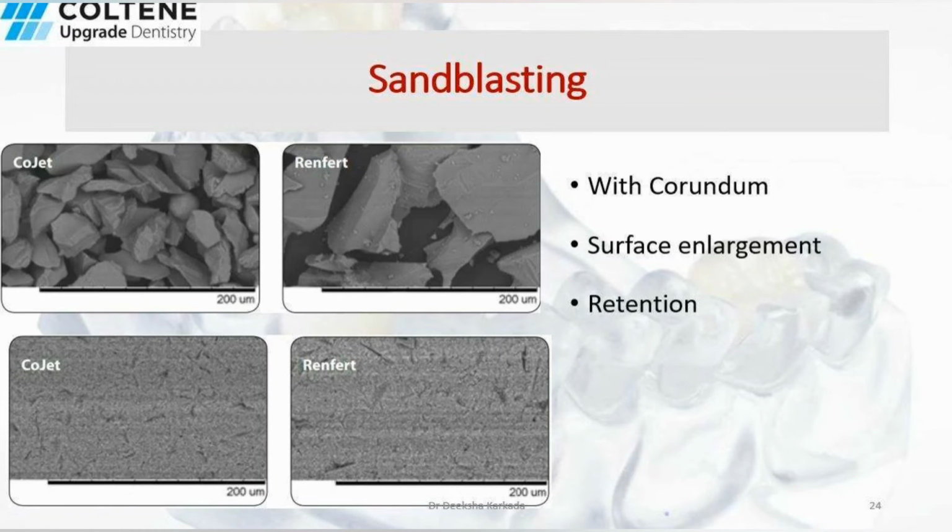Sandblasting is usually done with corundum, and it is done for the purpose of surface enlargement and retention. The sandblasting media often used here were CoJet and Renfort. Renfort is aluminum oxide of 50 micrometer, and CoJet is of 30 micrometer, which is marketed by the 3M company. The first row shows the materials, that is the media, before sandblasting was done, and the second row shows the pictures of sandblasted BRILLIANT Crios.